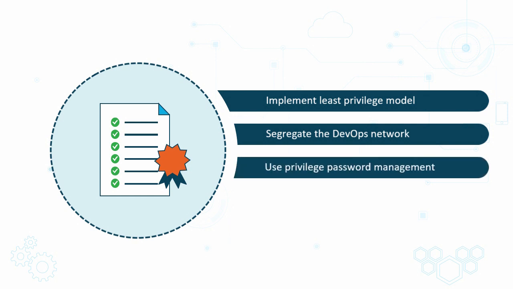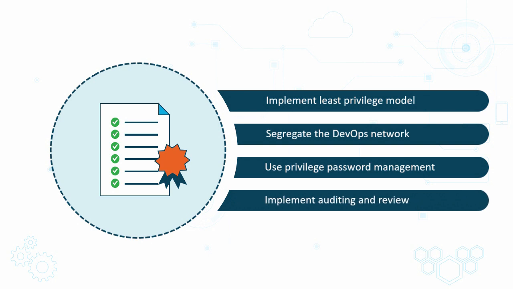Use privilege password management. You should ensure that privilege passwords in the DevOps lifecycle are secured. Under no circumstances these passwords should be shared with the other users or should get compromised. You should also implement auditing and review. This needs to be done on continuous basis. There should be regular audits, not only of the application, but also of the environment, of the security processes and the data that it collates.